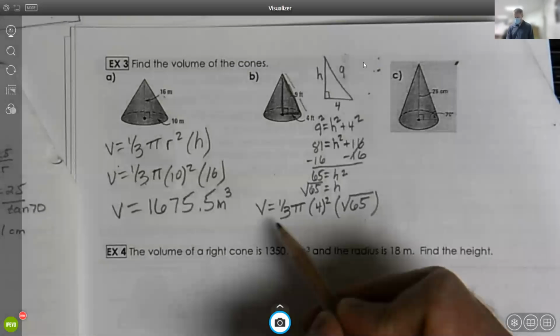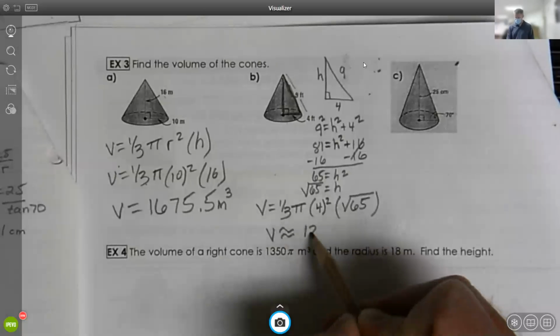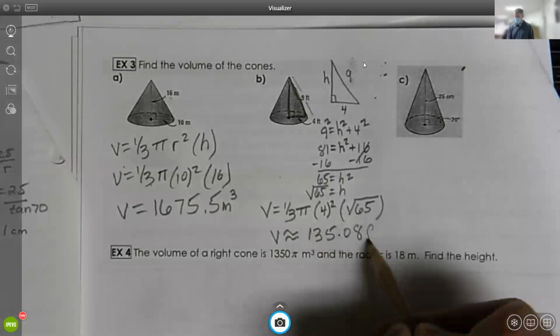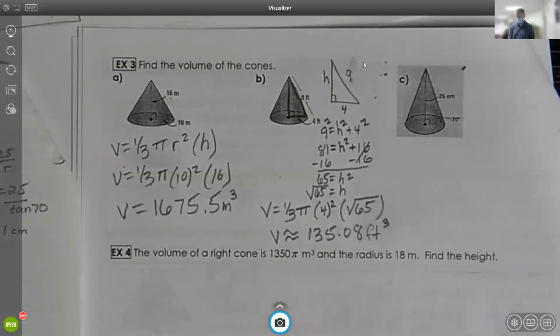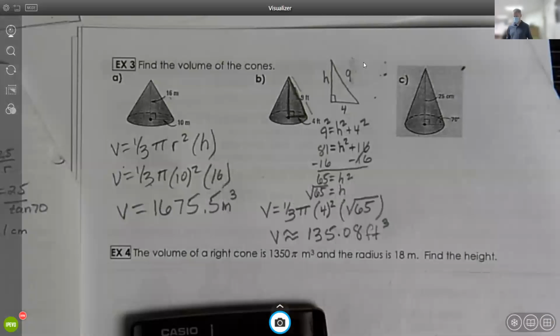So our volume is going to be approximately 135.08. These are feet, and it is cubed. Hold on. I don't believe that was what I got. I thought it was 135.05. Never mind. So notice how we had to figure out the height first, and then we're able to plug it into our formula.